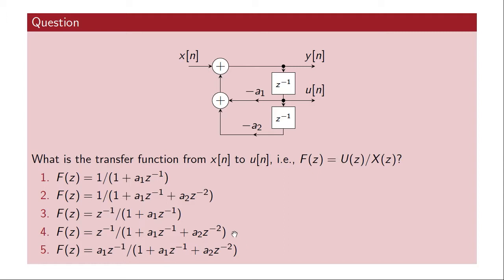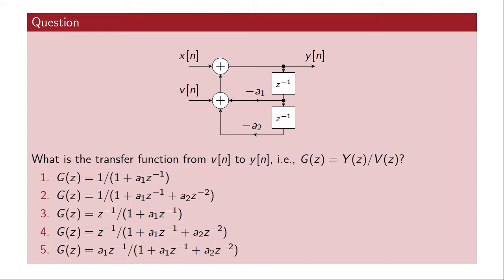Well, the correct answer is option number 4. It should be this expression. And one way to see that is to note that without the z to the minus 1, we have the transfer function from the input to the output as a general transfer function of an ARMA model. And the only difference in u of n from y of n is that it's delayed by one time step, which introduces this z to the minus 1. So that gives us option number 4.